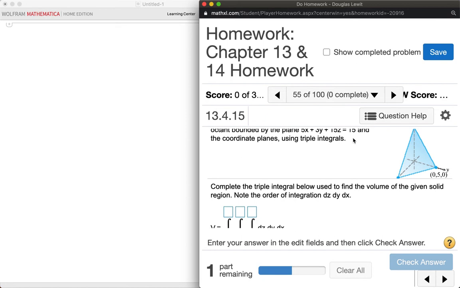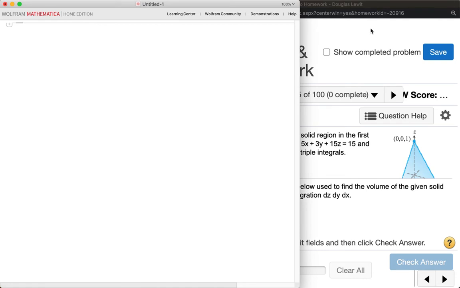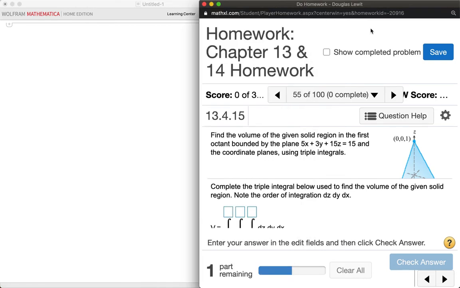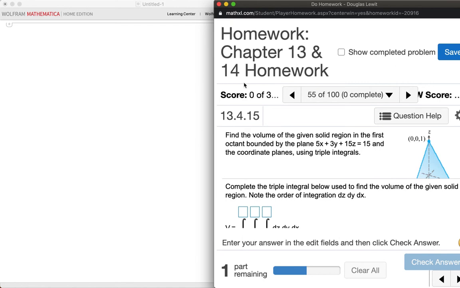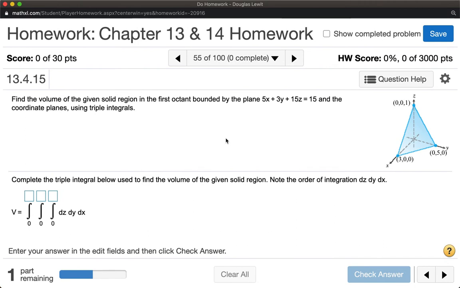So let's get started. Problem 55 is a fun problem. It will probably appear either on your quiz for this section or your test, or maybe both. The problem reads, find the volume of the given solid region in the first octant bounded by the plane 5x plus 3y plus 15z is equal to 15, and the coordinate planes using triple integrals.